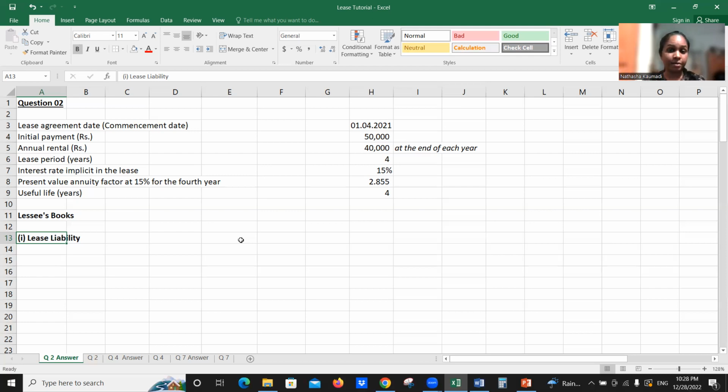I get the right to use a motor vehicle. I'm getting that right of use asset. On the other hand, I need to pay the lease company some amount of money. So I have a lease liability as well. So I need to recognize both. Remember that. Okay, so first of all, you need to compute lease liability.